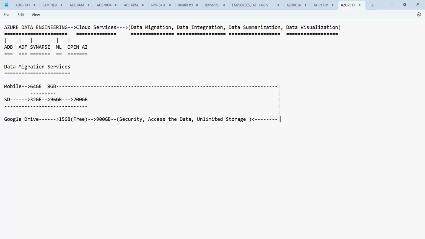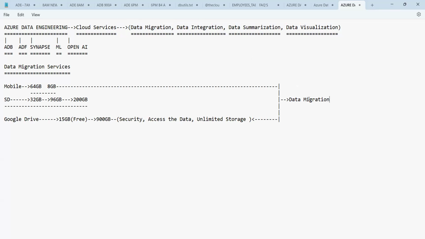Physical storage of your mobile phone to the Google Drive. This process of shifting the data from a mobile phone storage to the Google Drive is called a process of what? Data migration. That means shifting of the data from any physical storage towards any cloud storage. It's called data migration.